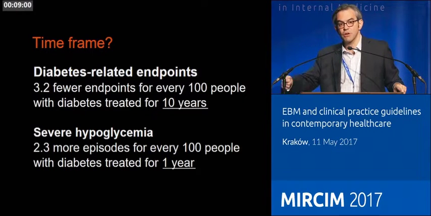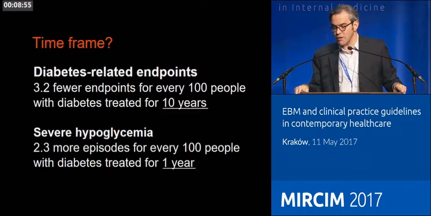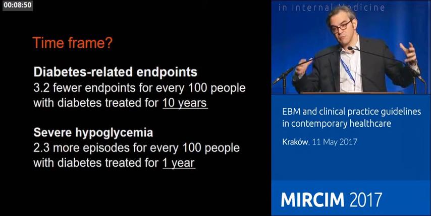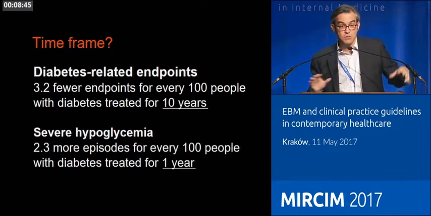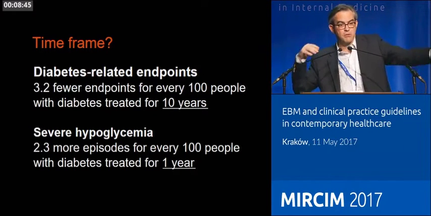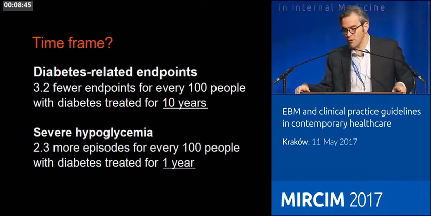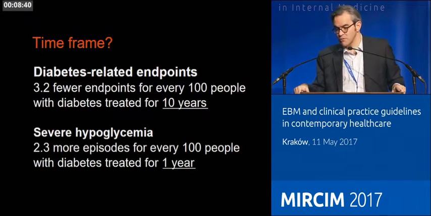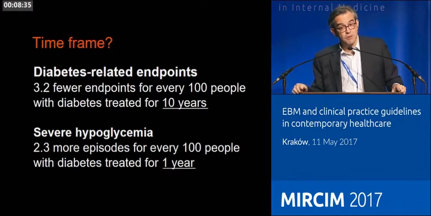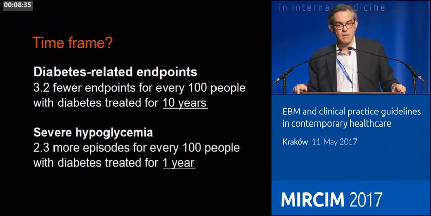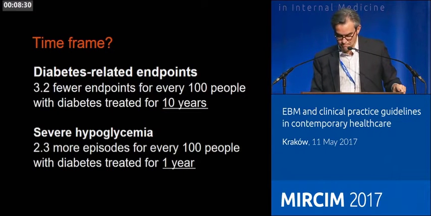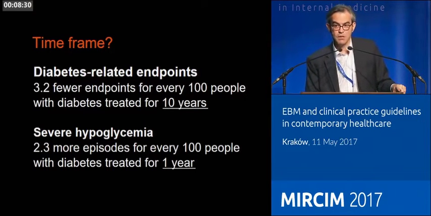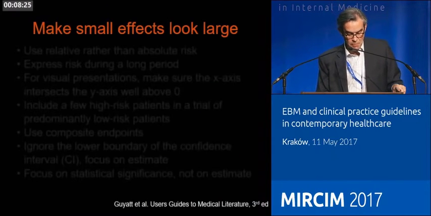This is low blood sugar requiring third-party assistance for every 100 people, but this statistic is after every year of therapy. So one gets the sense that, my goodness, you get a little bit of low blood sugar, big reduction in death, heart attacks and stuff, when in fact you have a small reduction, mostly in photocoagulation, at the expense of 2.3 more episodes of severe hypoglycemia requiring third-party assistance every year for that 10-year period. So you can see how these could give you a wrong impression of safety.